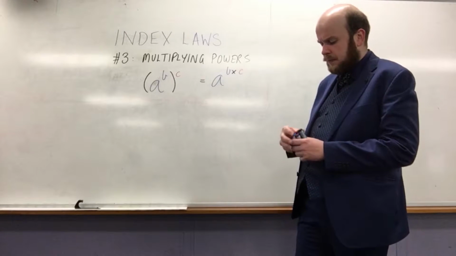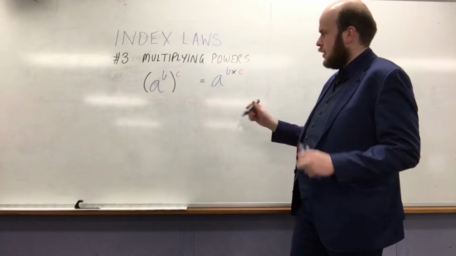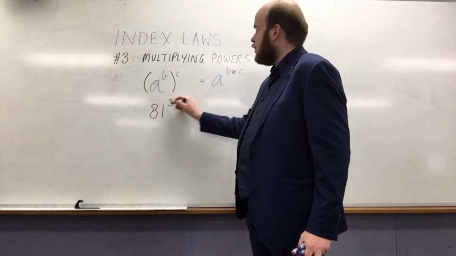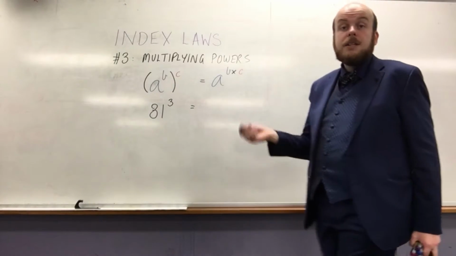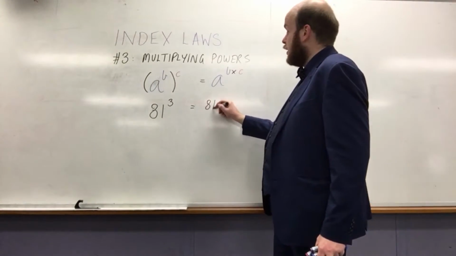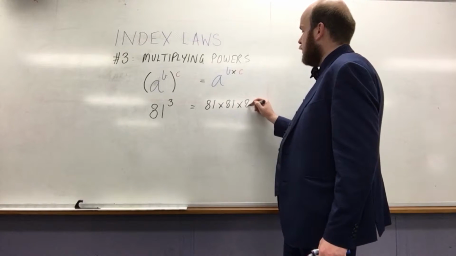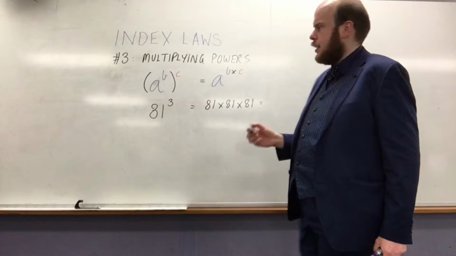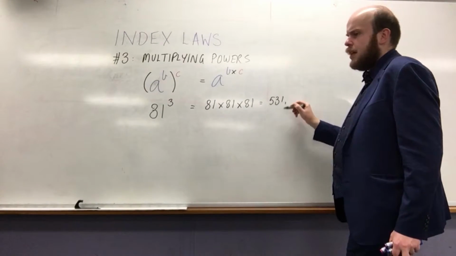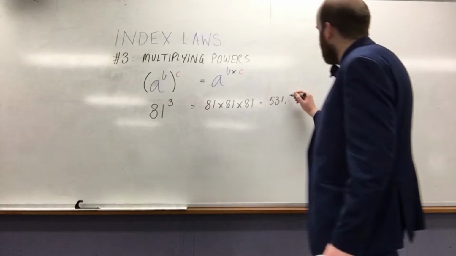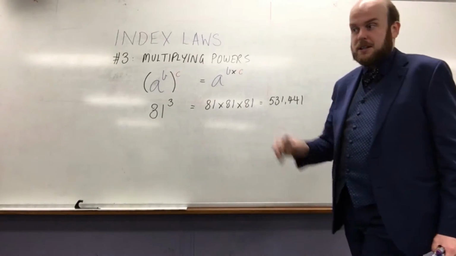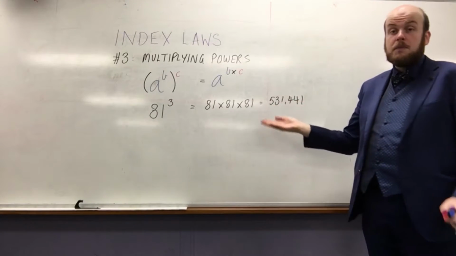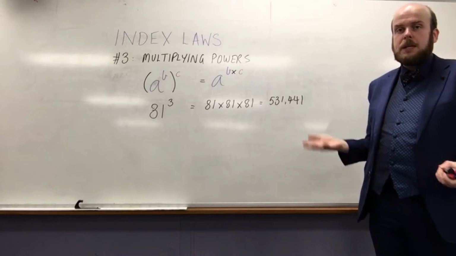Let's start with an idea such as this. If I had 81 cubed, 81 cubed would be the same as saying 81 times 81 times 81, which if you put that into your calculator, is going to get an awfully big number. And I think you'll find it's 531,441. I'm not that bright, I've just got my notes over there. So that I'm quite aware of. It's quite a big number.